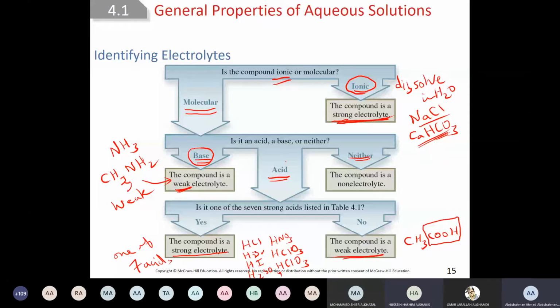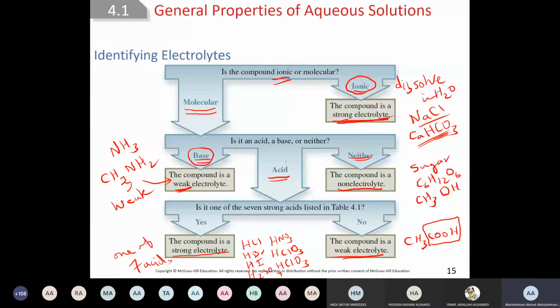Is this clear? Last thing, if it is neither acid nor base, then it will be a non-electrolyte. Give me an example. Sugar, C6H12O6. Other example: CH3OH, H2O. CO2 is also, yes, CO2 is another non-electrolyte, of course.